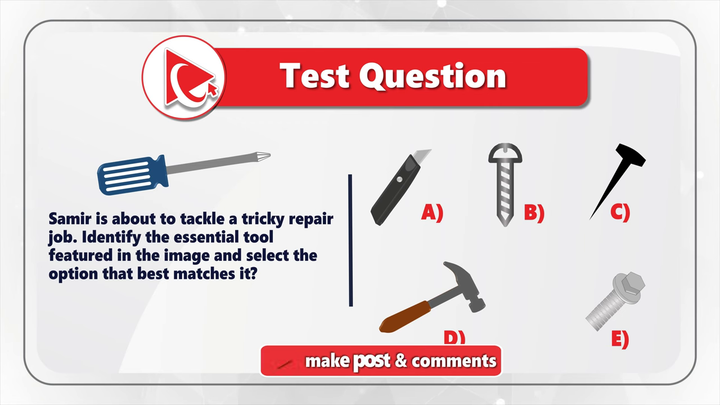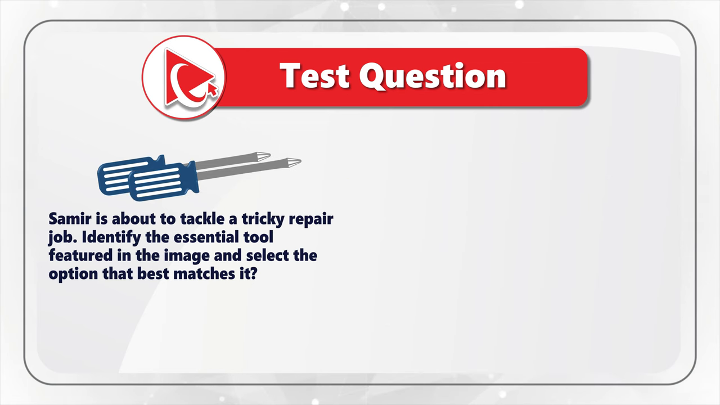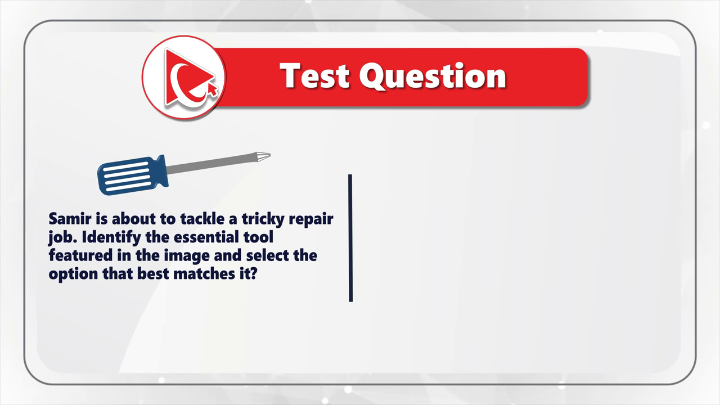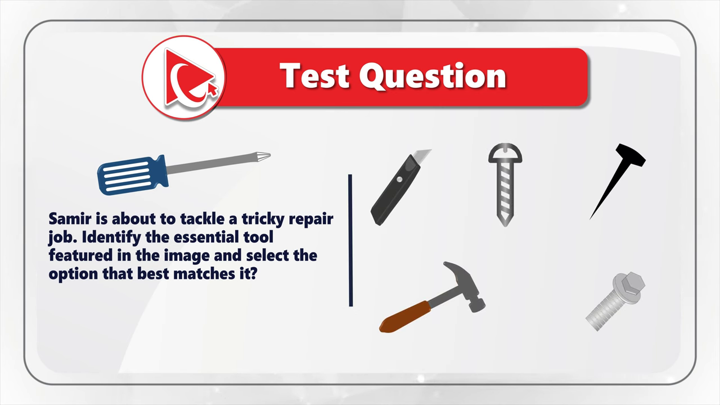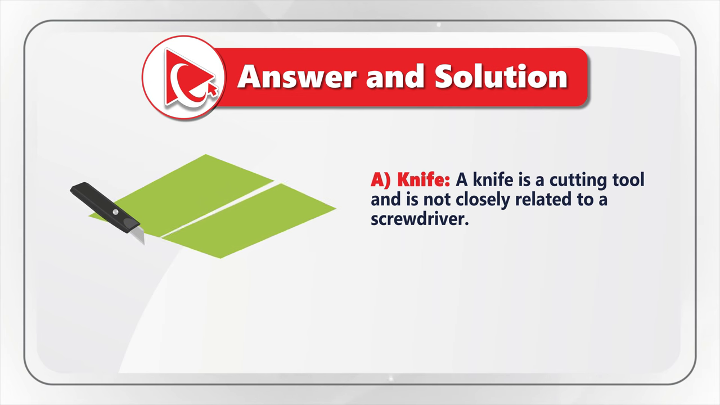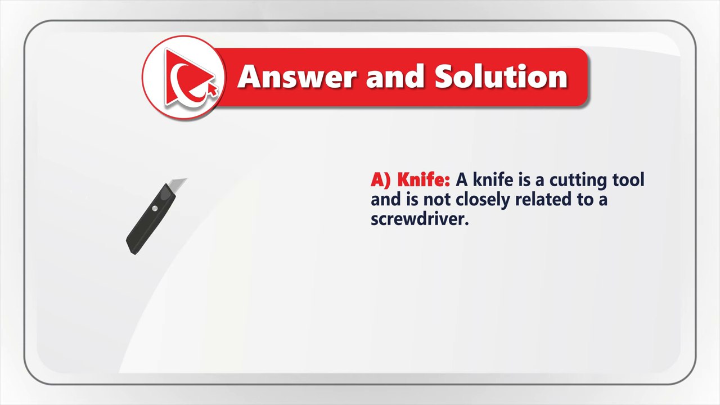I believe you probably recognize the tool shown. It is a screwdriver. But this is only the first step. In the second step, we need to identify all other tools shown and determine their relationship with the screwdriver. I think choice A is a knife. A knife is a cutting tool, and it is not closely related to a screwdriver.